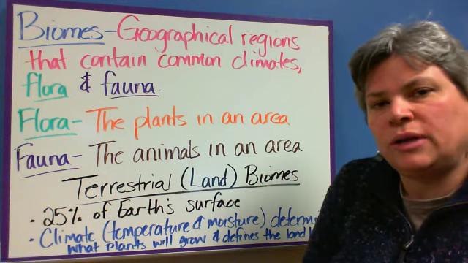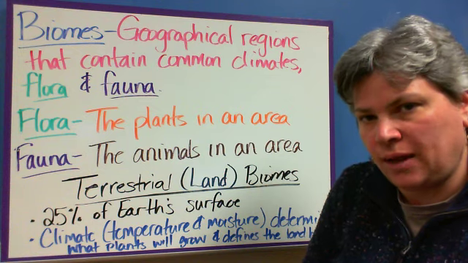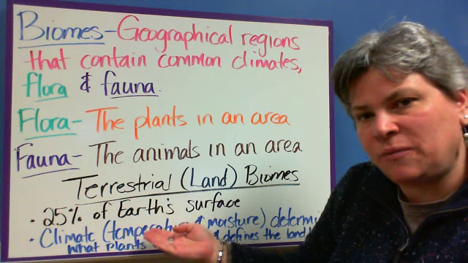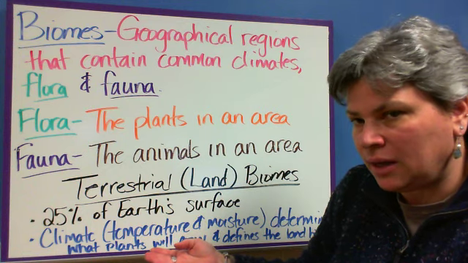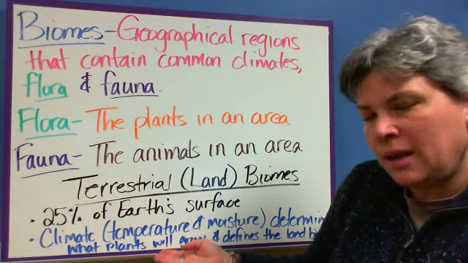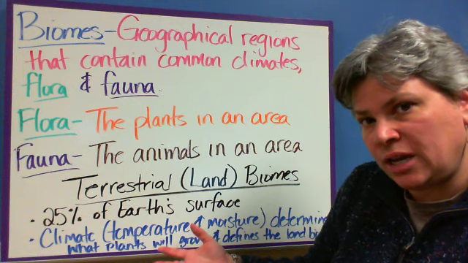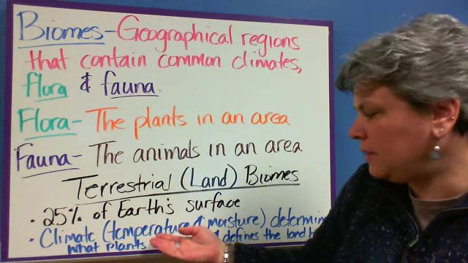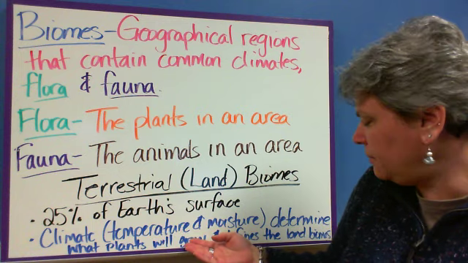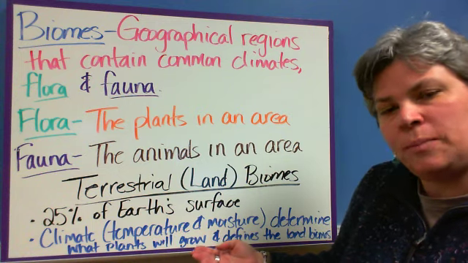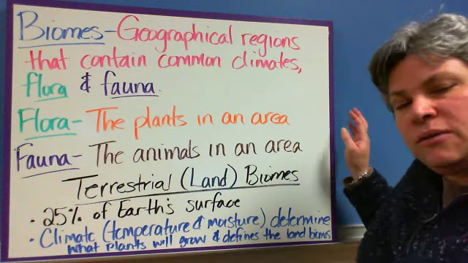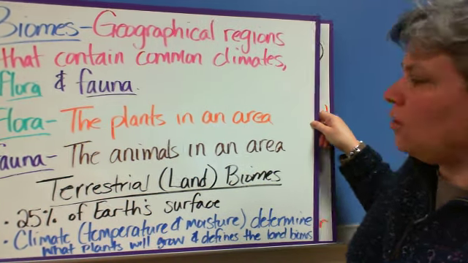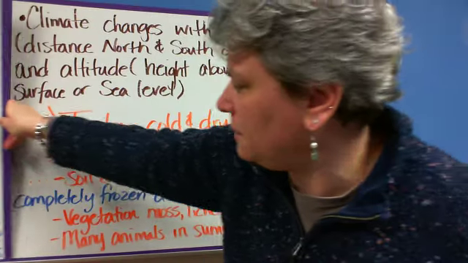We're going to start off looking at terrestrial or land biomes. Terrestrial biomes only make up about 25% of the Earth's surface. It's not very much. One of the major things that contributes or changes our terrestrial biomes is the climate. Remember, the climate is the temperature and moisture in an area. The climate will determine what plants will grow and defines the land biome. The land biomes really are all about the climate that's there.